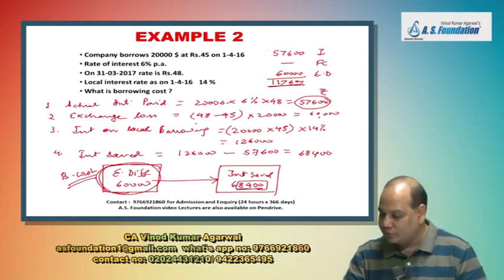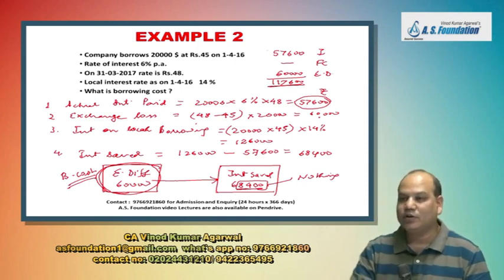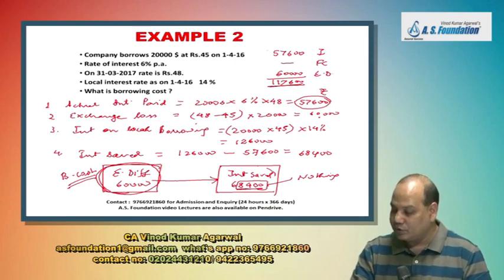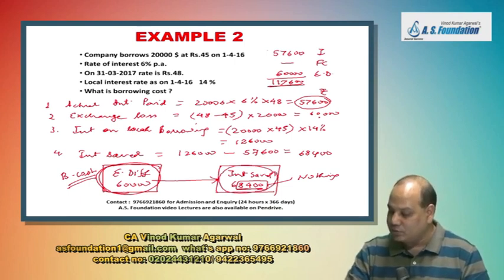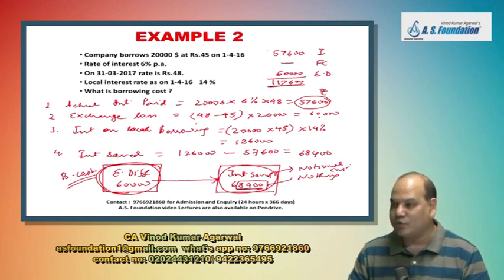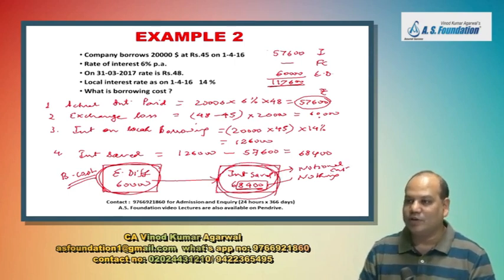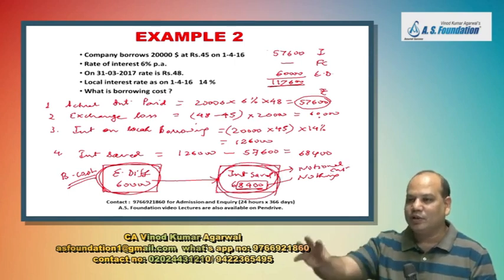Nothing. Why nothing? When I say nothing, he is further confused. Because this is a notional number. This calculation is notional, which means it is not in the books of account. It is outside the books of account. This ledger account does not exist in our books. This entry is never passed in our books.